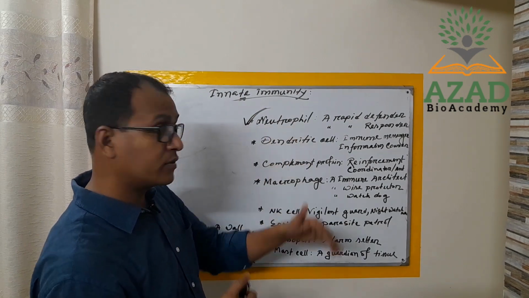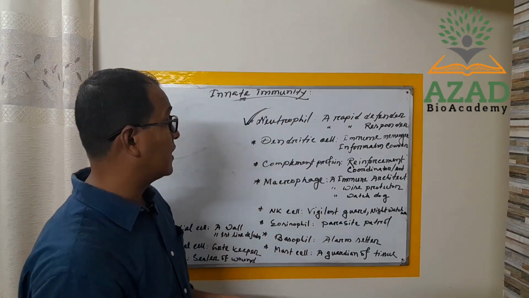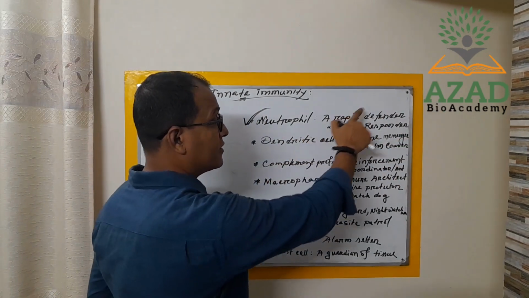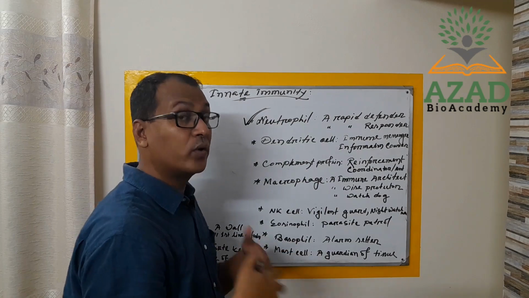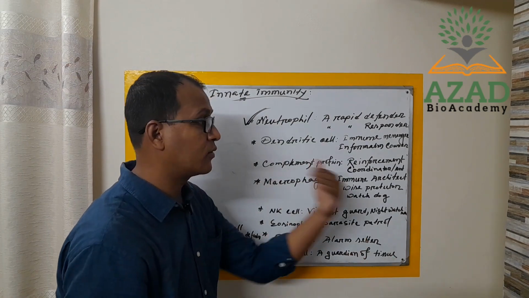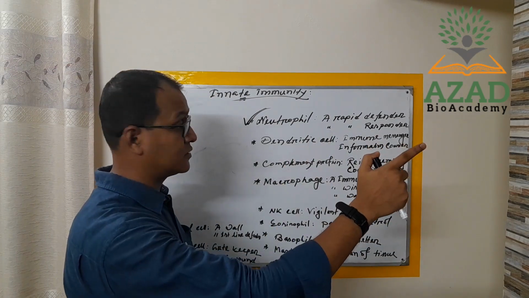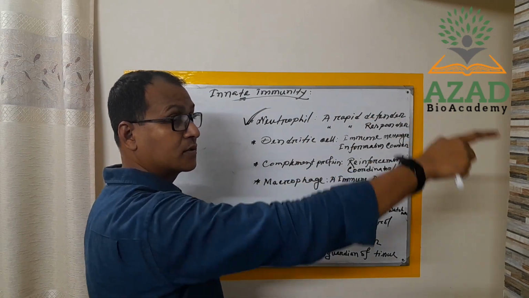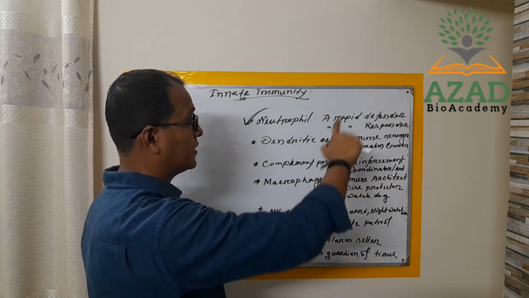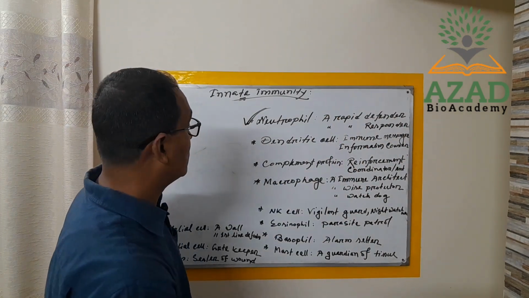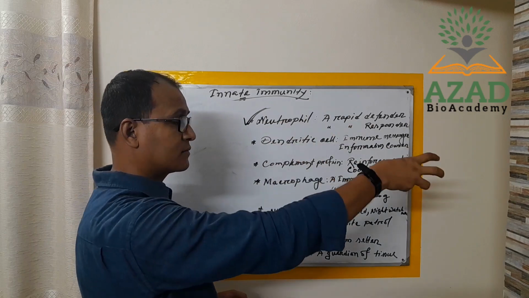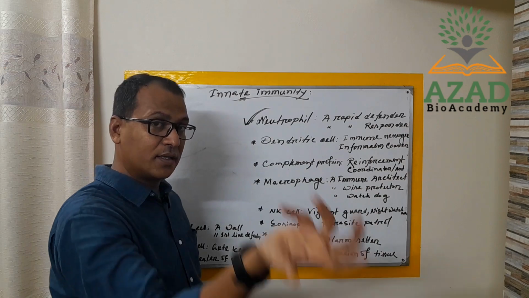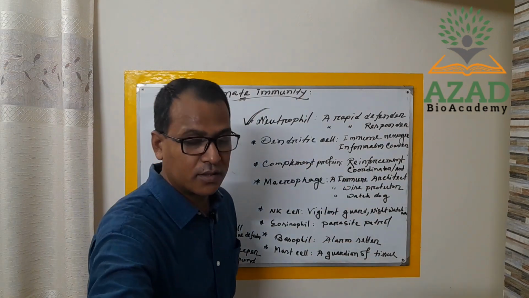According to its function, in metaphorical meaning, it is a rapid defender. That means it makes a quick defense against foreign substances. Another one, you can say a rapid responder: first and quick response against foreign substances. It has a phagocytic role and a killing role against the microorganism within the bloodstream as well as within the tissues.